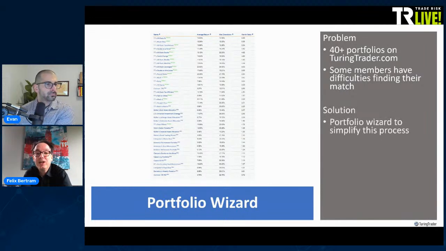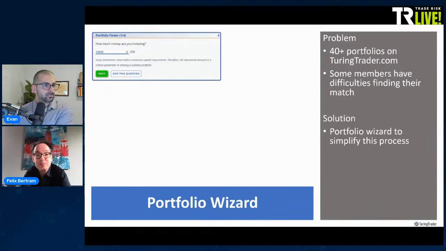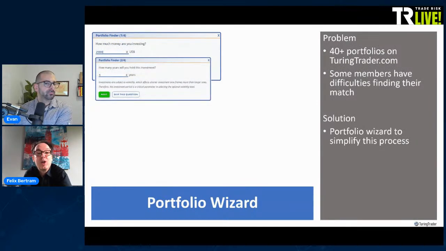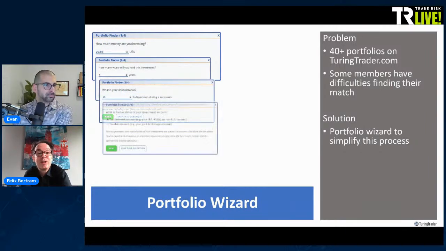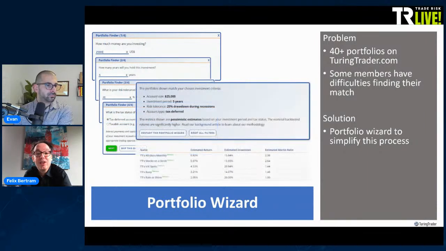And what we've done here is we've built a wizard to simplify this process. This wizard basically goes through a number of questions. How much money are you investing? How long do you want to hold this investment? What's your personal risk tolerance? And what's your tax status? And then it boils this list down to portfolios ranked by the relevant outcomes over that time frame. And that makes it significantly easier to pick something that meets your needs.